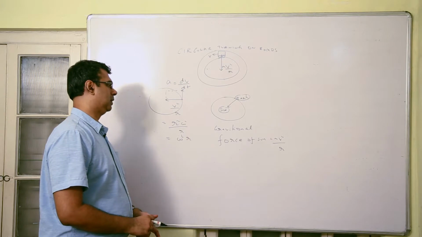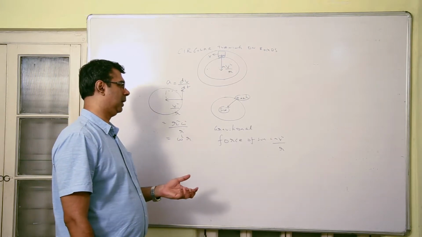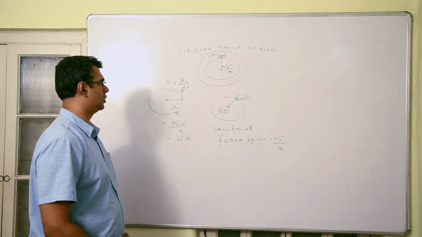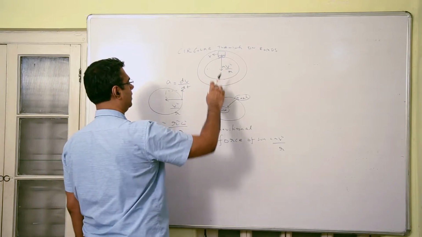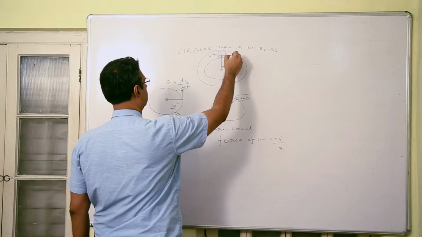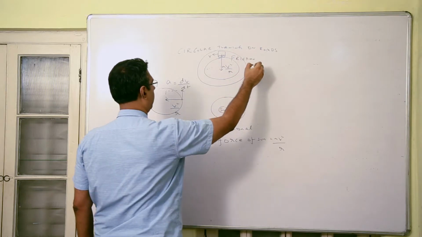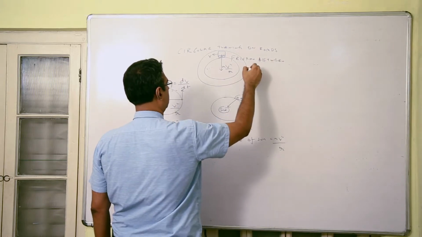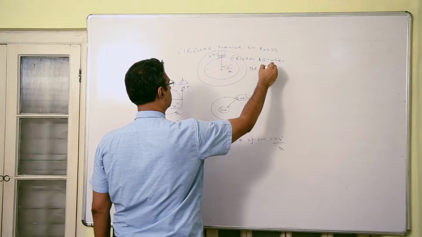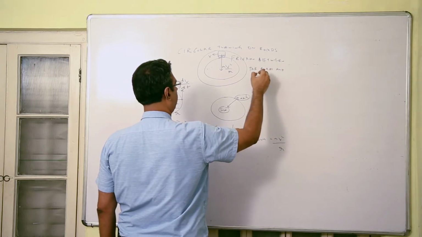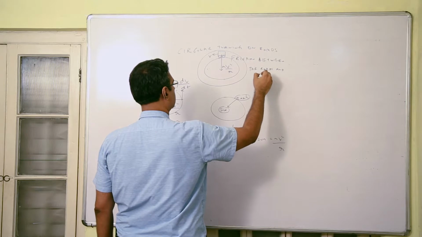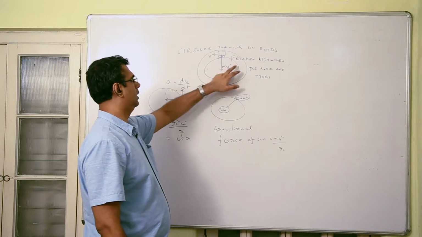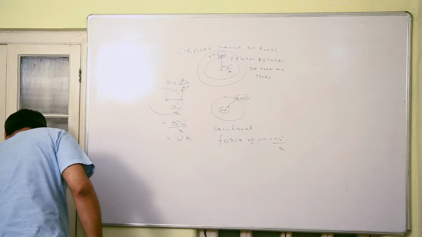But I told you that centripetal force has to be provided by something. In this case, centripetal force is provided by the gravitational force of the sun. So who is providing the centripetal force in this case? It is the friction between the roads and the tires. So in this case, it is the friction between the roads and the tires that is providing the centripetal force.